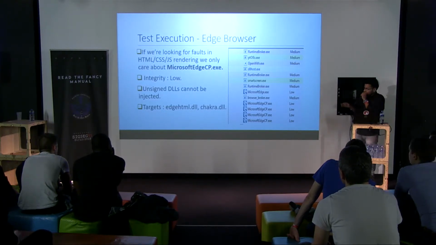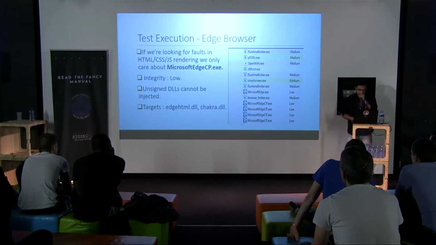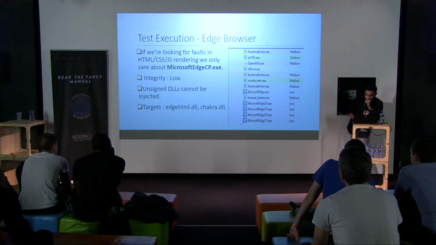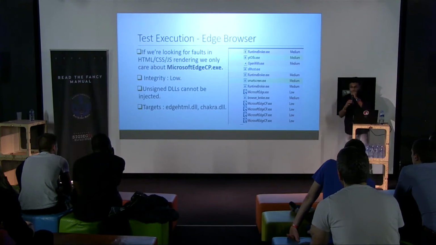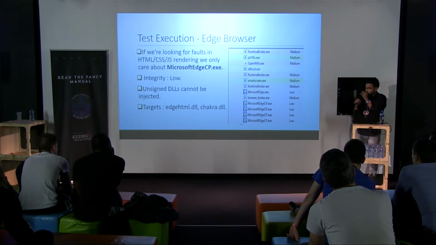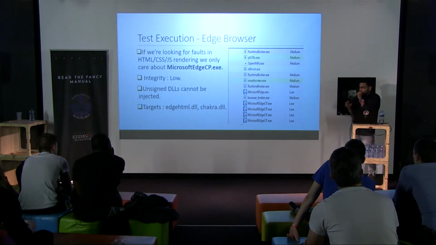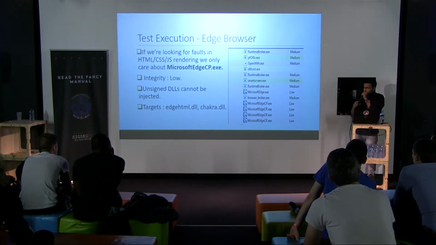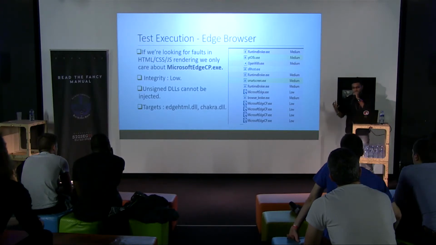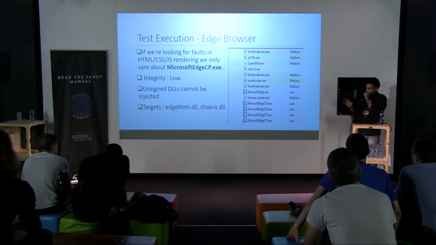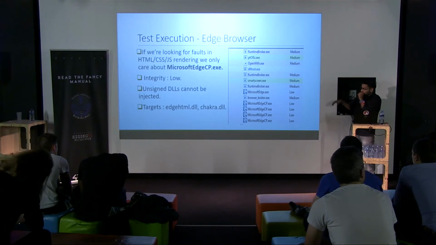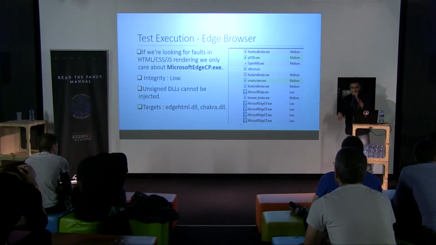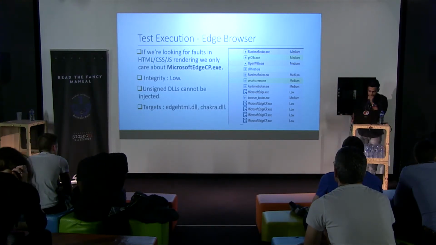These processes are actually low integrity processes, as you can see here. And for dynamic fuzzing, the main problem is you cannot inject DLL into those processes. You cannot inject unsigned DLL into those processes. So we have to come up with a static browser fuzzer, which is dependent on a debugger instead of injecting DLL into it. You can attach a debugger to these low integrity processes, but DLL injection is not possible.